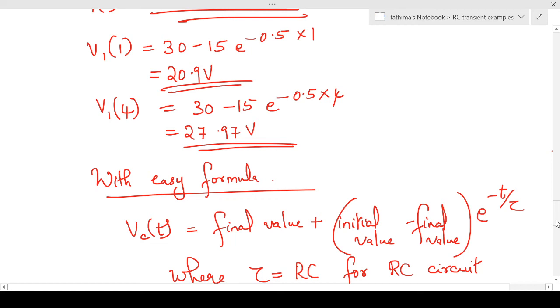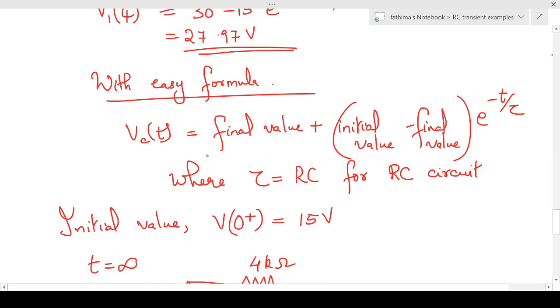So the formula is for the voltage across the capacitor, or current through the inductor. We can apply this for RL circuits and RC circuits which are excited by a DC supply. So here this is an RC circuit which is excited by a DC supply. So we can find the voltage across the capacitor by using this formula: final value plus initial value minus final value into e raised to minus t by tau, where tau is the time constant, equal to RC for an RC circuit and L by R for an RL circuit.